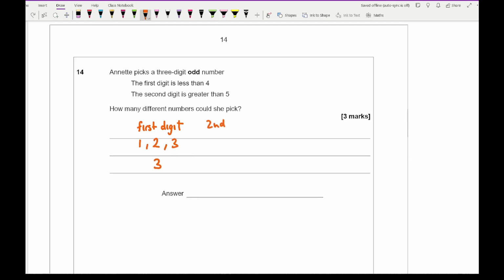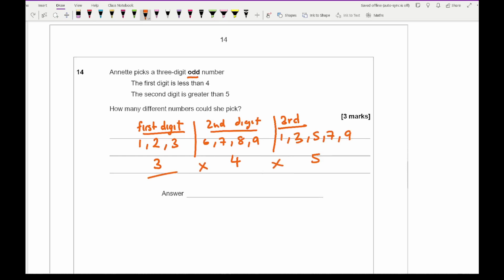For the second digit, it's got to be greater than 5, and just spell digit correctly. There we go. So that can be 6, 7, 8, or 9. So there's 4 possible options. And then the third digit, with it having to be an odd number, means it's got to end in a 1, 3, 5, 7, or 9. So there's 5 possible combinations. So then to work out the total number of combinations, I've just got to do 3 times 4 times 5, which gives me an answer of 60.